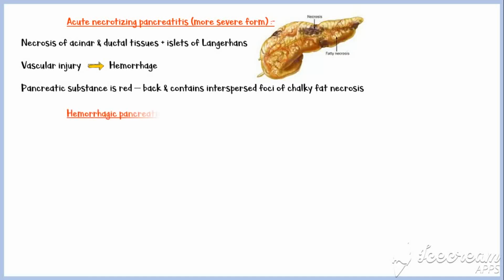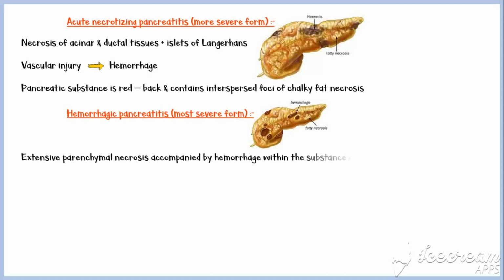In the most severe form, acute hemorrhagic pancreatitis, there is extensive parenchymal necrosis, accompanied by hemorrhage within the substance of the gland. Now let's discuss about the clinical features of acute pancreatitis.